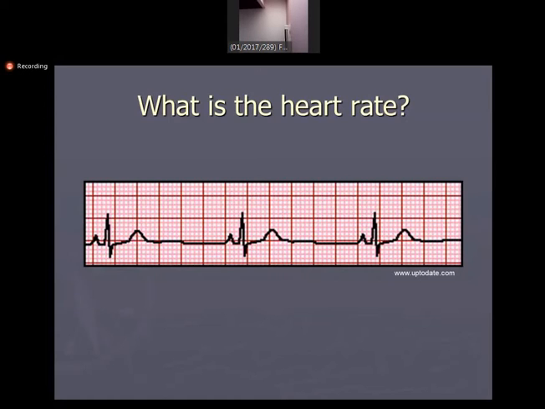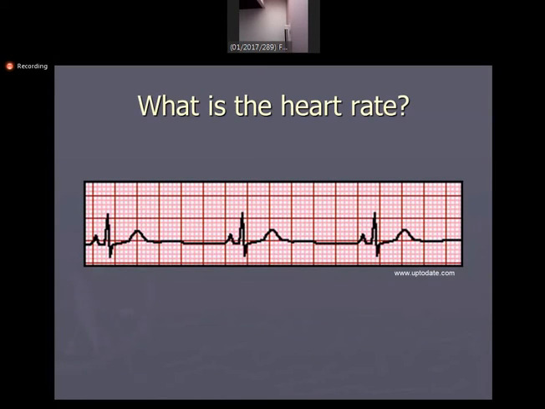Anyway, horizontally is time. If 5 large squares are coming out from the machine, it means that there is 1 second. And in 6 seconds, 30 large squares come out from the machine. Or in 1 minute, 300 large squares will come out from the machine.